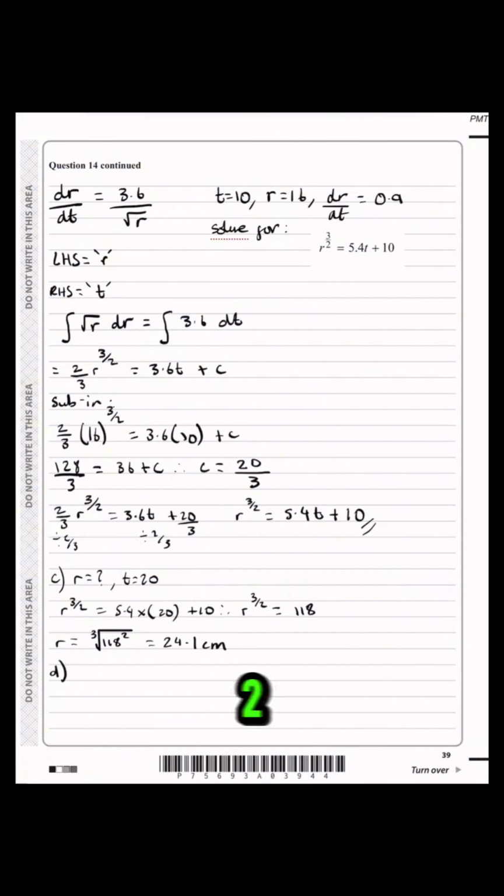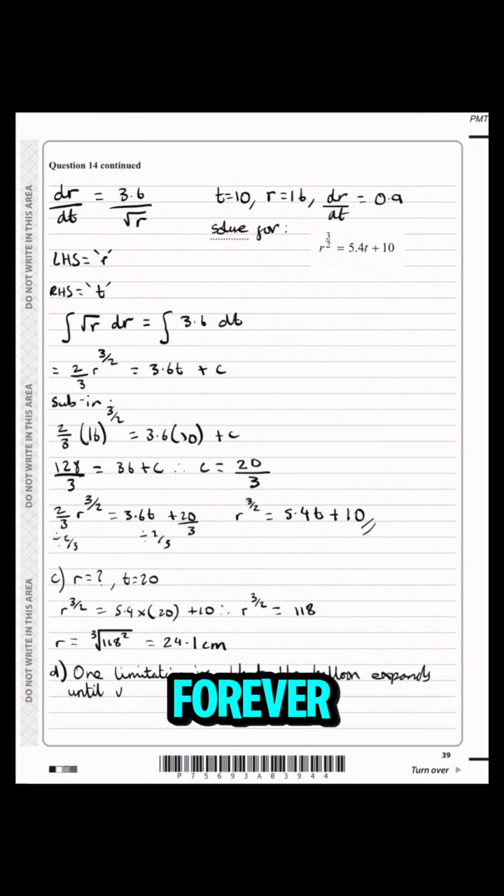So something to the power of 3 over 2, to solve for it, we need to do the cube root of that thing squared, which we get 24.1. And then a limitation is that the balloon won't expand forever. It's going to burst, right? So we kind of write that. Nice.